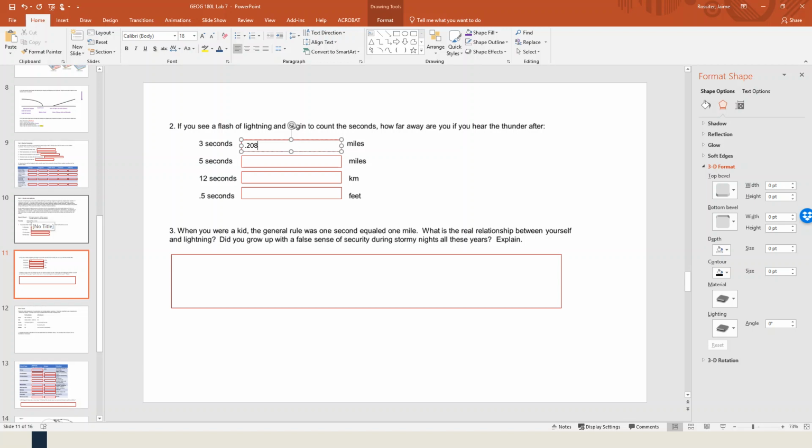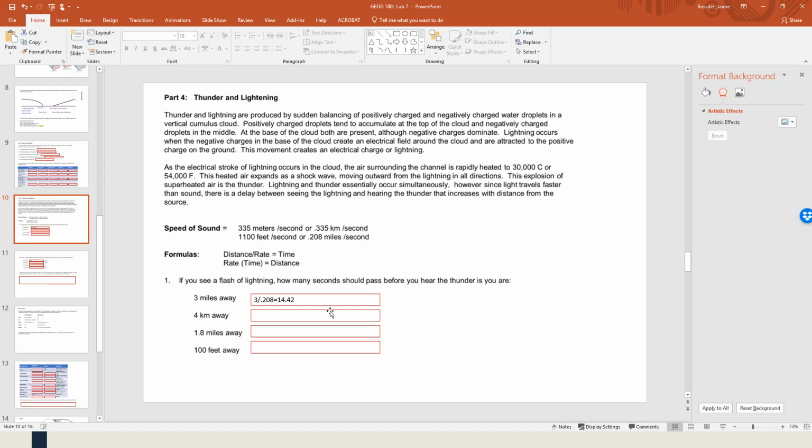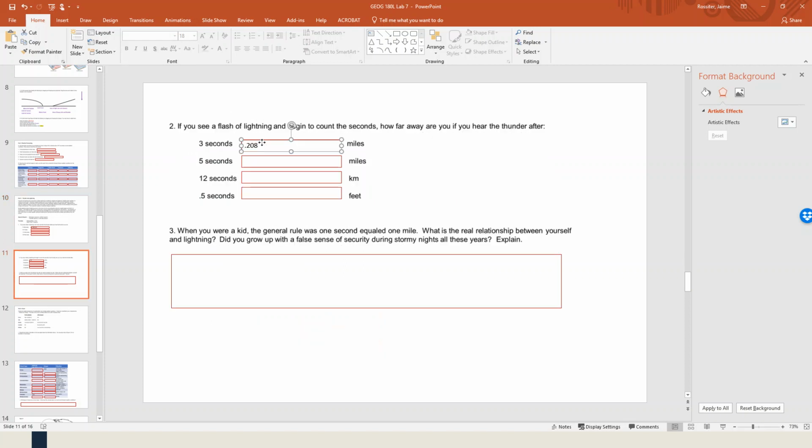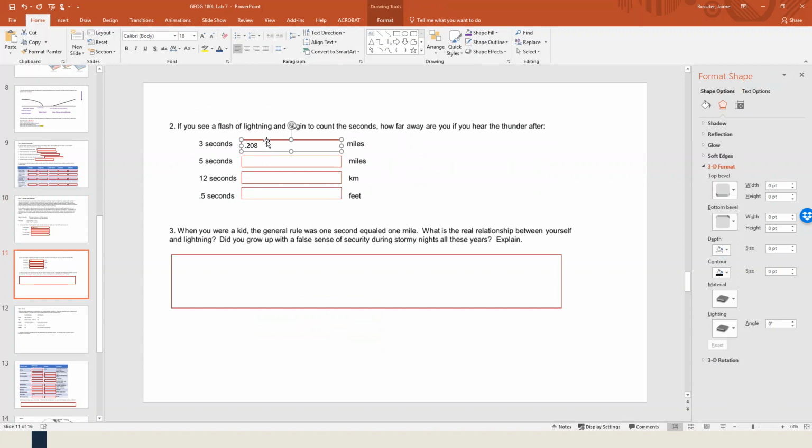Let me go back to that little thing. There we go. So we are going to take the rate, multiply it by the time, and we're going to get the distance. So the rate, we're going to multiply it by the time, and 0.208 times 3 equals 0.624. So that storm, if it took 3 seconds between the flash of lightning and the thunder, is 0.624 miles away. Again, pay attention to the units that it's asking your answers for in.